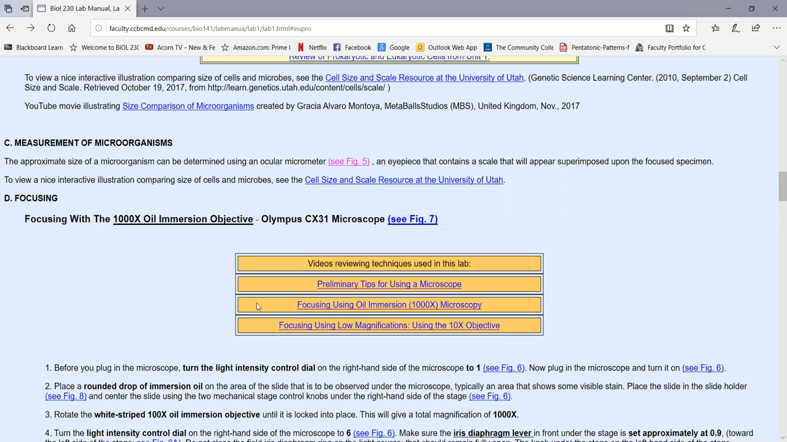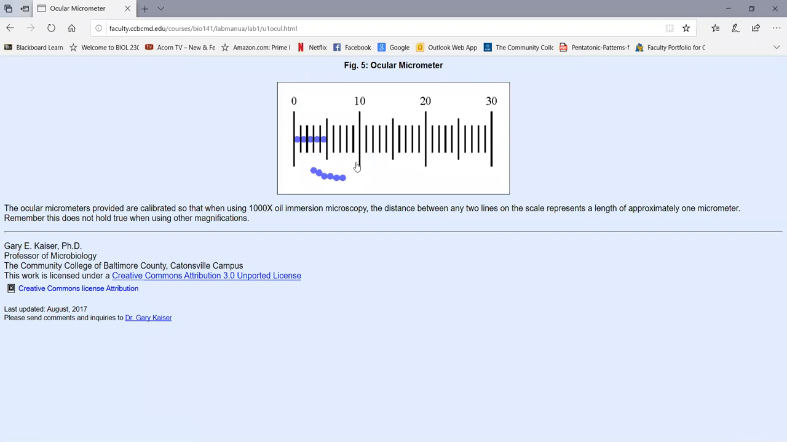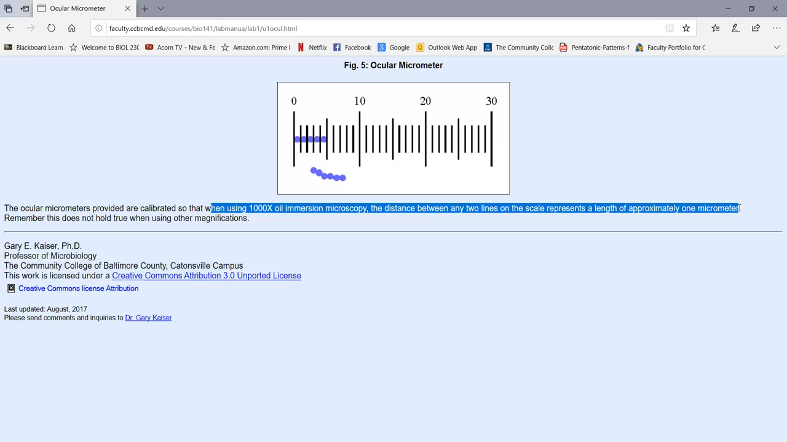Now, one of the things we're going to be doing today is measuring these microorganisms. And we're going to measure them using an ocular micrometer, an eyepiece that has a scale in it. And that scale becomes superimposed on the focused specimen. So figure 5 shows you a portion of an ocular micrometer. Now, the way these micrometers are constructed is that when we're using 1,000 magnification, that is oil immersion microscopy, the distance between any two lines on the scale is about 1 micrometer.